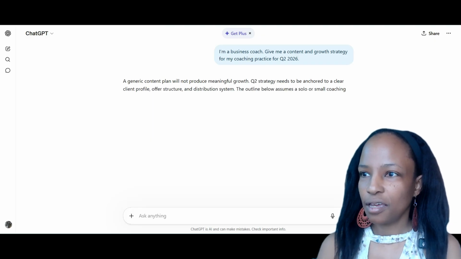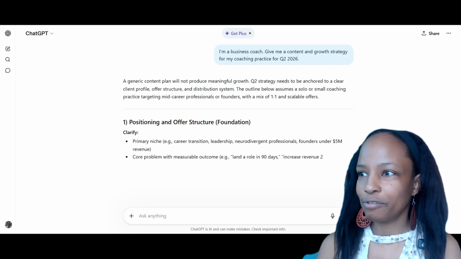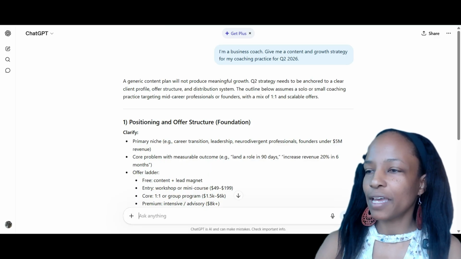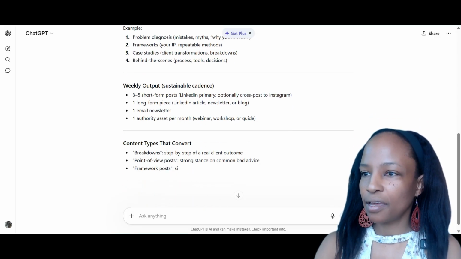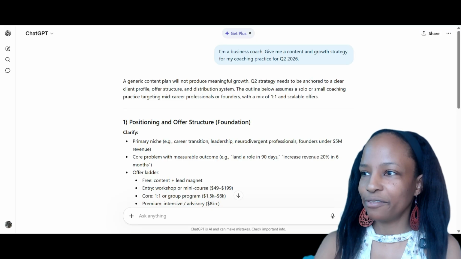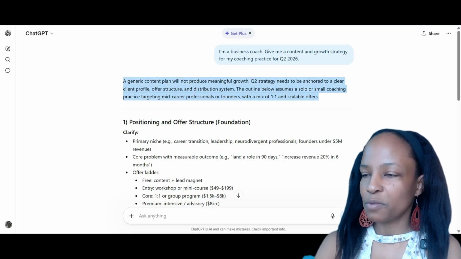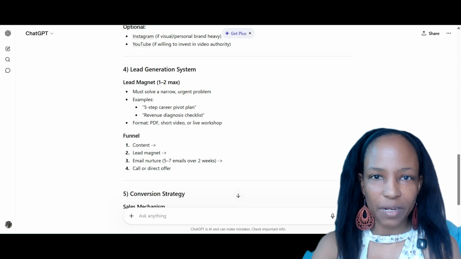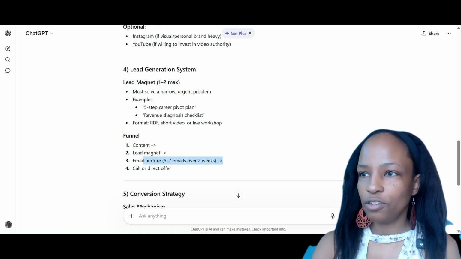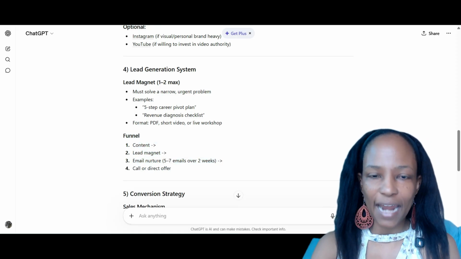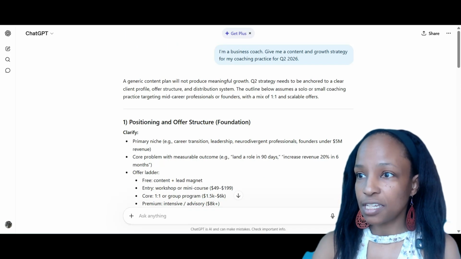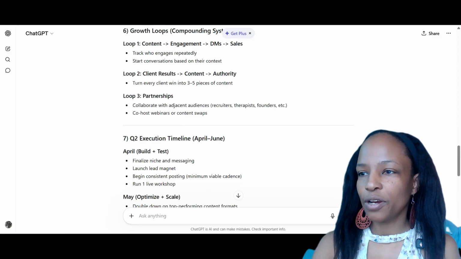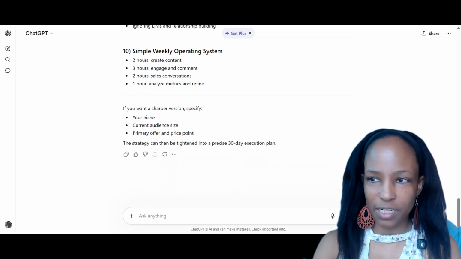So let's see. Generic content plan will now produce meaningful growth. Okay, so it is pushing back. The outline below assumes a small coaching practice. Okay, so this one definitely pushed back, which is really, really cool. So the trend slop is not happening, which is great. So it's giving you some stuff, but it's not asking you any questions. It's just saying, yeah, it's not really going to do anything for you, but it's giving you too much. It's not pushing back on you.